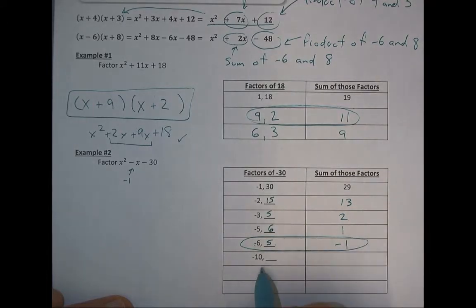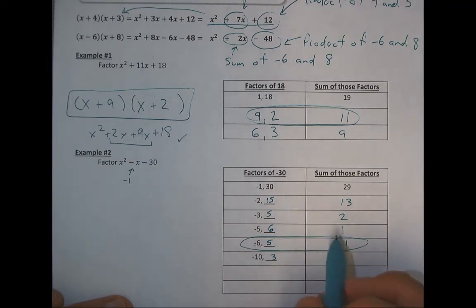But let's finish this out. Some other numbers. Let's say this didn't work and you had to keep going. What else multiplies to negative 30? That could be negative 10 and 3. That would be the opposite.